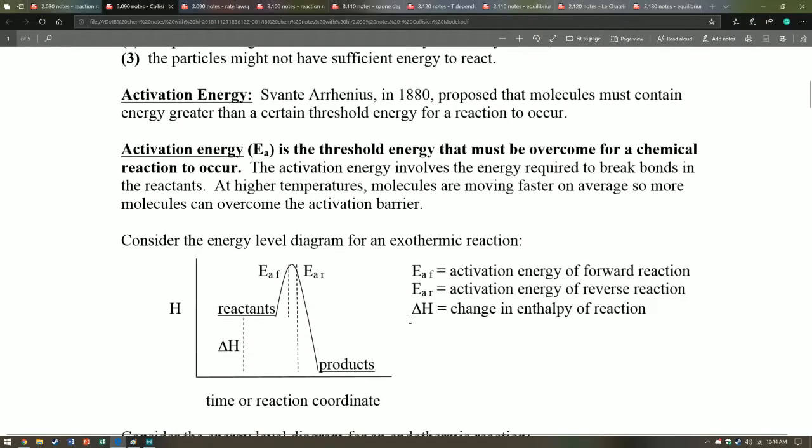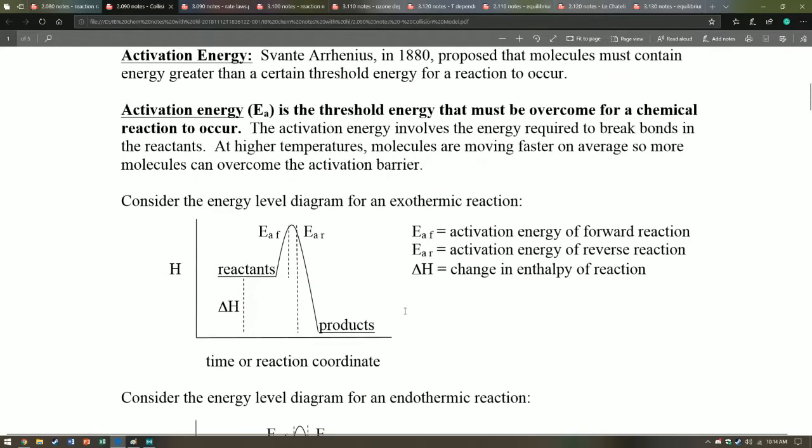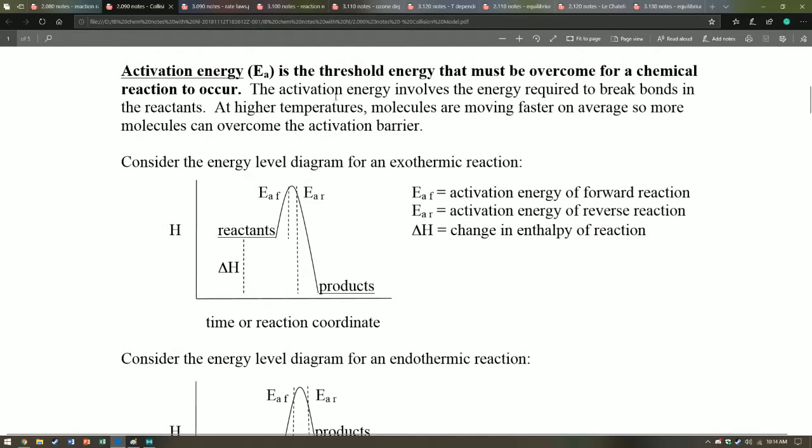More on that third point. There's quite a bit more on that third point of sufficient kinetic energy, and the first thing I want to mention here is activation energy, which Svante Arrhenius in 1880 proposed: molecules must contain energy greater than a certain energy threshold for a reaction to occur. So the activation energy is officially defined as the energy threshold that must be overcome for a chemical reaction to occur. This activation energy involves the energy required to break bonds from the reactants. So at higher temperatures, molecules are moving faster on average, so therefore more molecules can overcome the activation barrier.